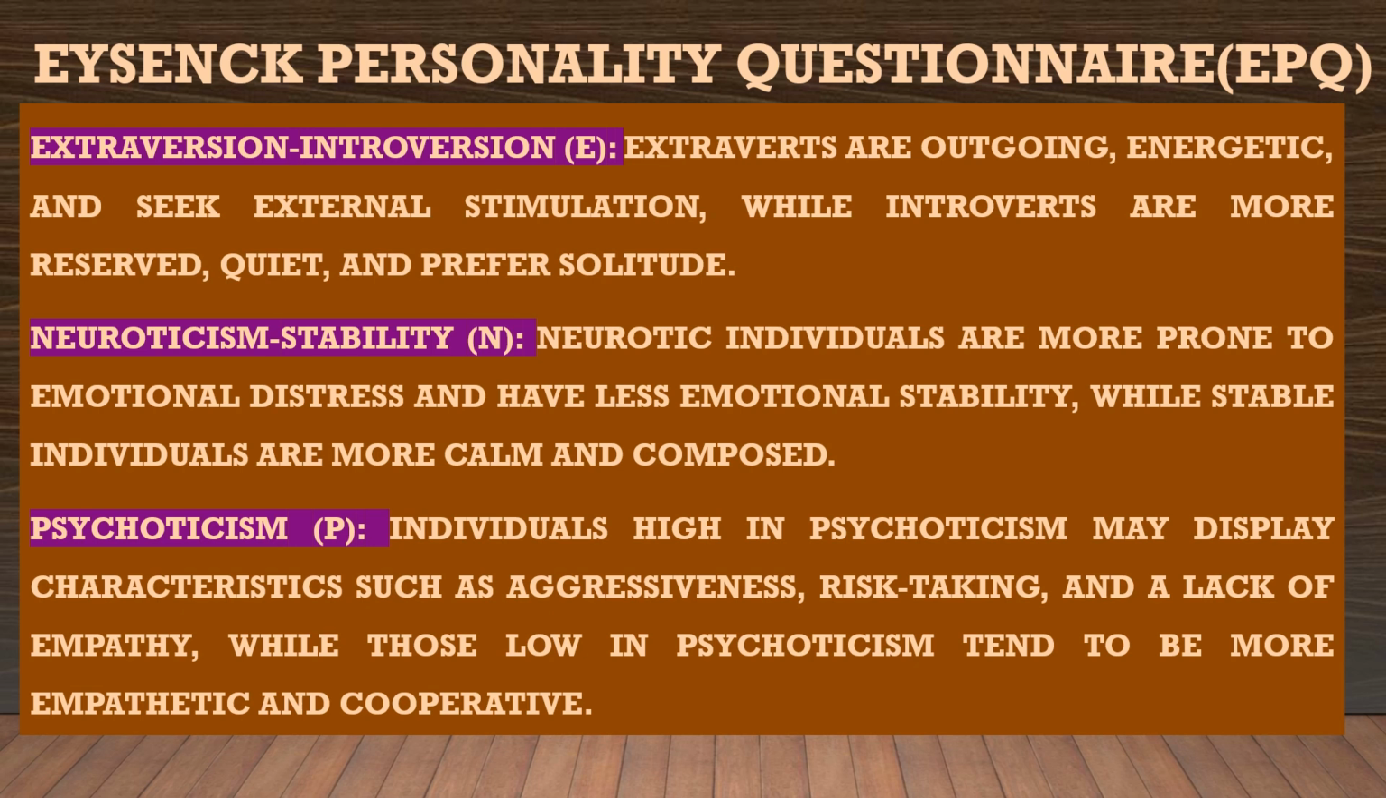Neuroticism, stability. This dimension measures emotional stability and the tendency to experience negative emotions such as anxiety, depression, and mood swings. A neurotic individual is more prone to emotional distress and has less emotional stability, while stable individuals are more calm and composed.